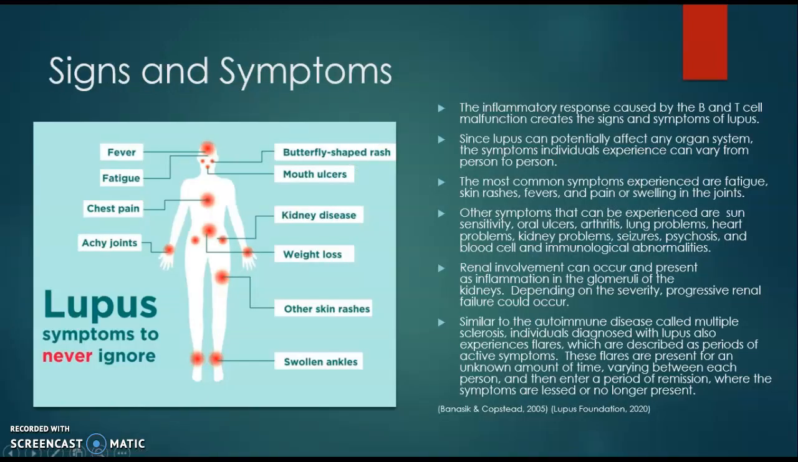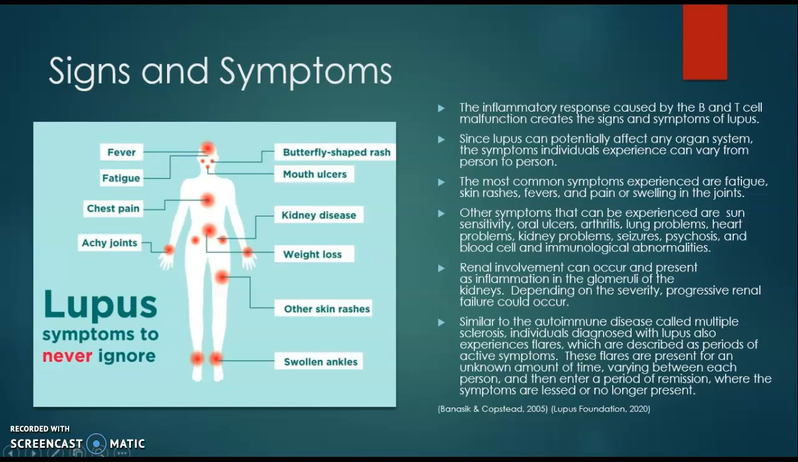The inflammatory response caused by the B and T cells is the reason for the signs and symptoms of lupus. It can affect any organ system, and the symptoms can vary from person to person because of this. The most common symptoms are fatigue, skin rashes, fevers, and pain or swelling.